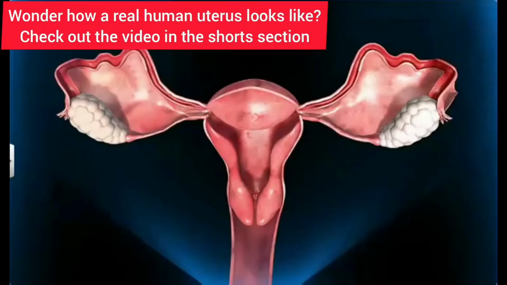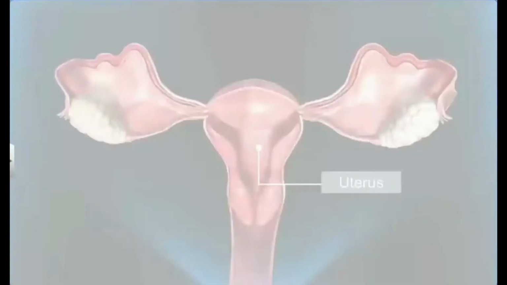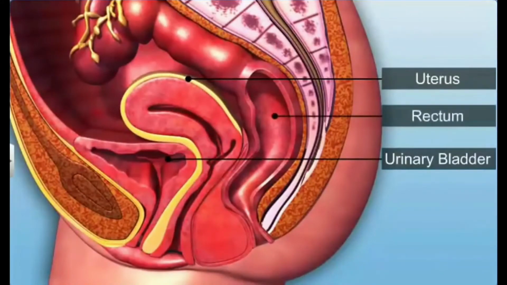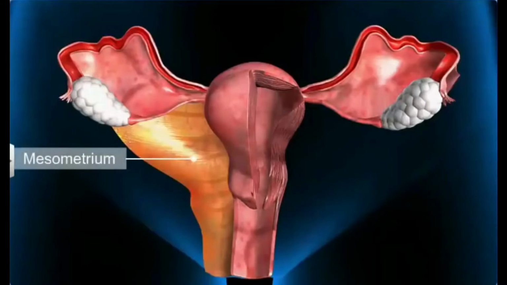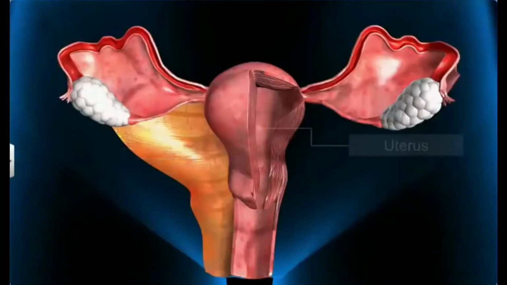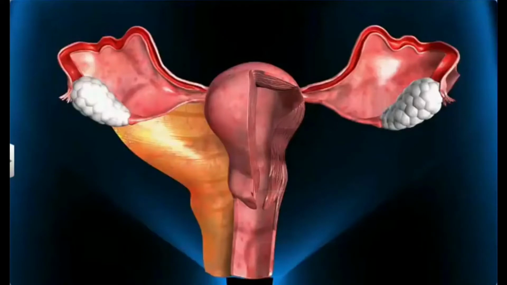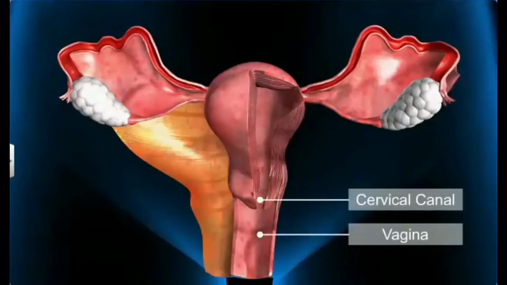The uterus is a hollow, pear-shaped muscular organ and is highly distensible. It is situated in the pelvic cavity between the urinary bladder and the rectum. It is also known as the womb. It is surrounded by the ligaments attached to the pelvic wall, known as mesometrium. The uterus opens into the vagina through a narrow cervix. The cavity of the cervix is called the cervical canal, which along with the vagina forms the birth canal.